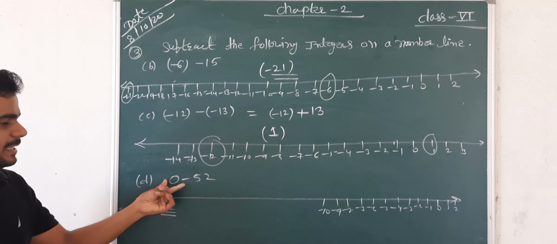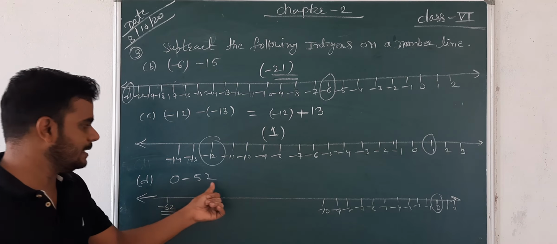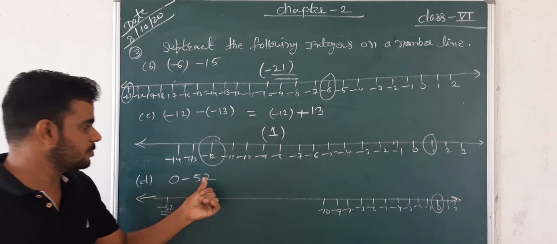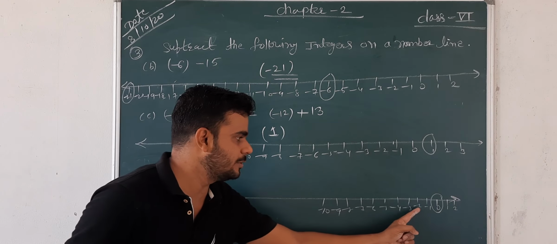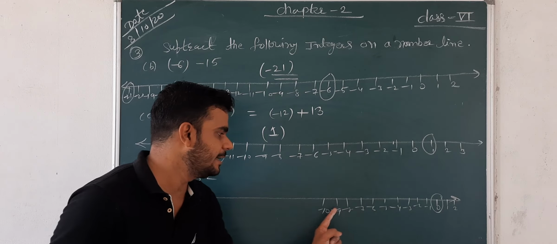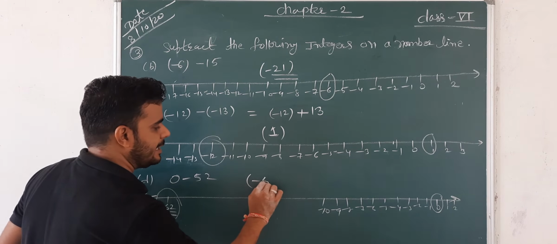Okay, so the first number is 0, so we are here on 0. Afterwards the second number symbol is negative 52, so we will move to the left-hand side. The negative symbol is there, so just count 52. 1, 2, 3, 4, 5, 6, 7, 8, 9, 10. So you will get negative 52. So your answer is negative 52.